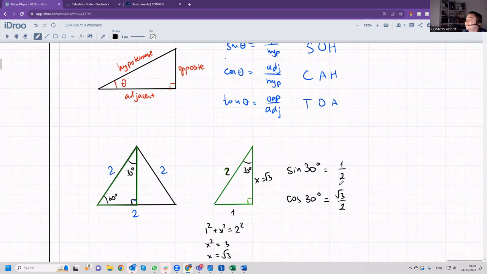Does this make sense? Does everyone understand what I did? On a scale of 0 to 10, please. And indeed, if you do sine 30 degrees, it is 1/2. And if you do cos 30 degrees, it is square root of 3 over 2. Hope that makes sense.